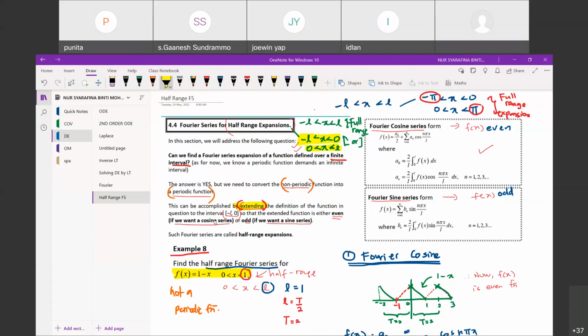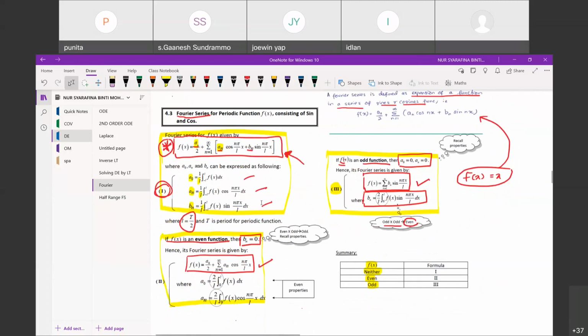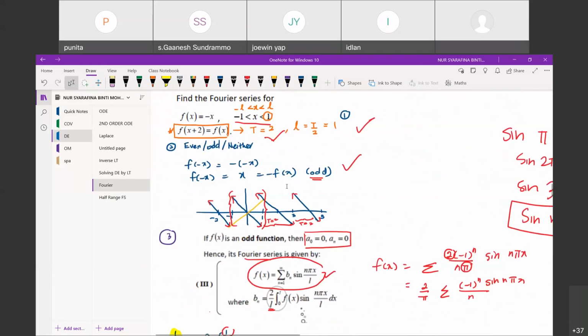For the Fourier series that we have done earlier, the given function is already a periodic function. You just need to identify your L and T from the given function. Once you have your L and T, what you need to do is to identify whether it is even, odd, or neither. Only then can you choose which formula, which Fourier series you want to construct. Can you see the difference? Clear now?